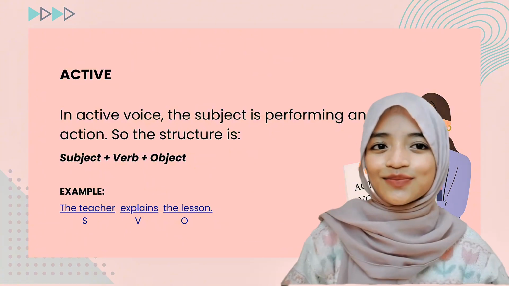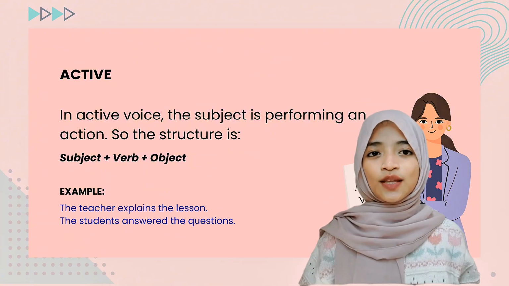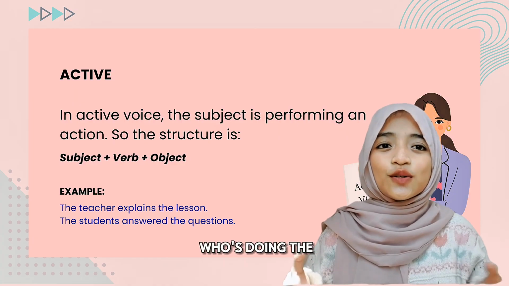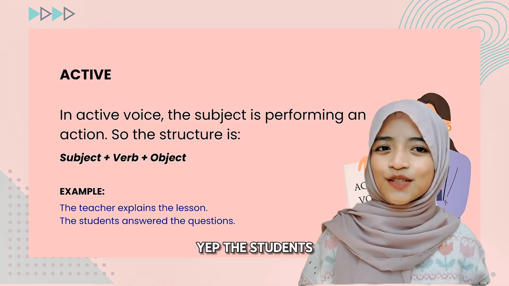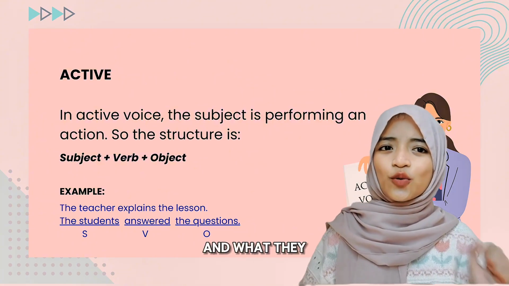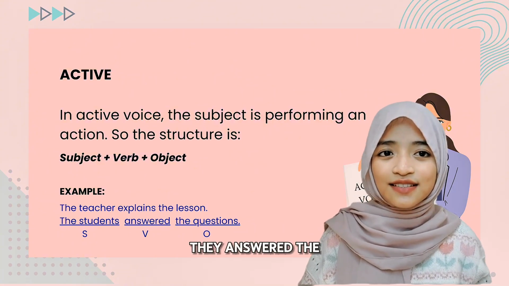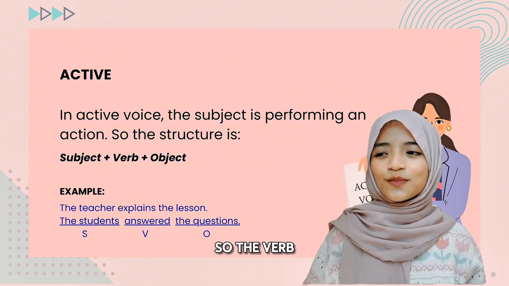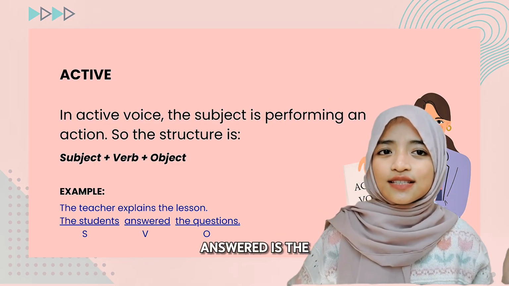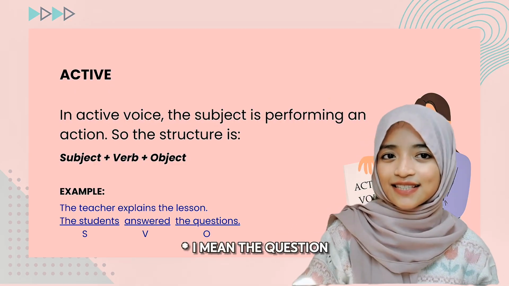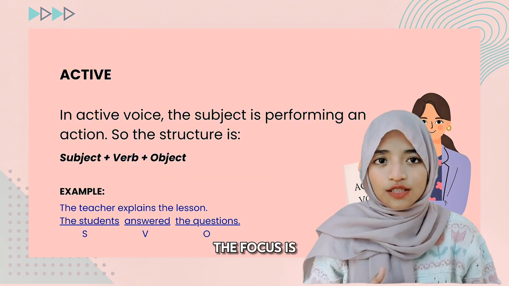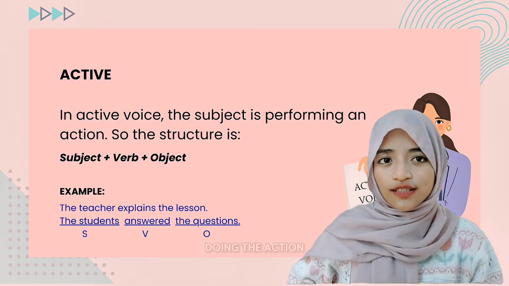You got it, guys? Let's do it again. The students answered the question. What do you think, guys? Who's doing the action here? Yeah, the students. So here, the students is the subject. And what did they do? They answered the question. So the verb is answered, and what is being answered is the object, which is the question. Easy, right? So in active voice, the focus is on the subject doing the action.